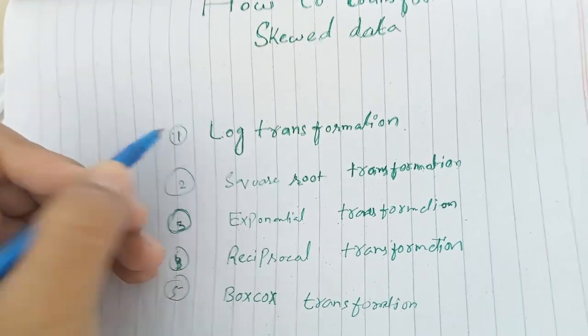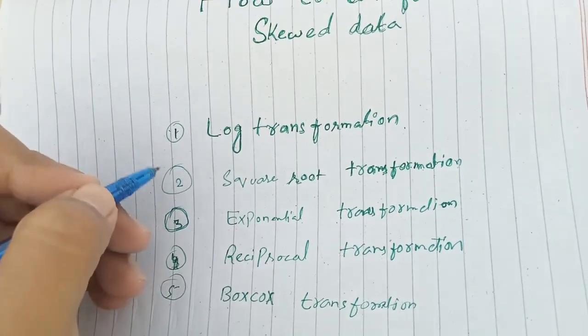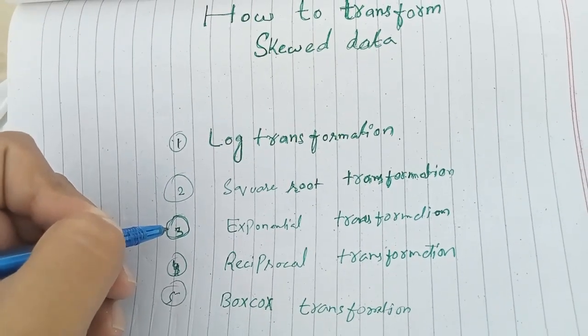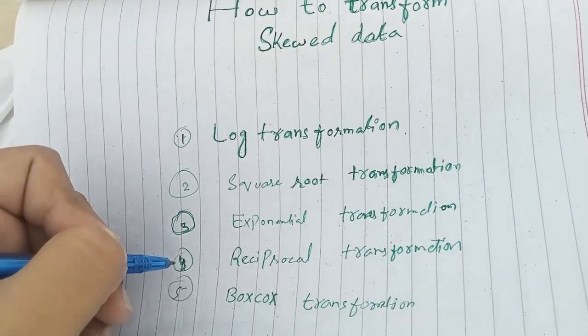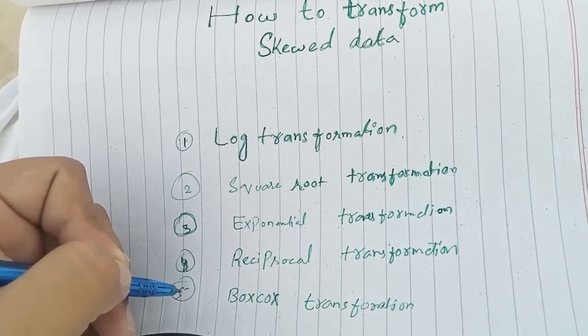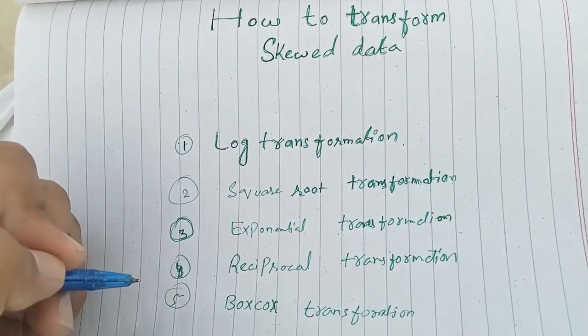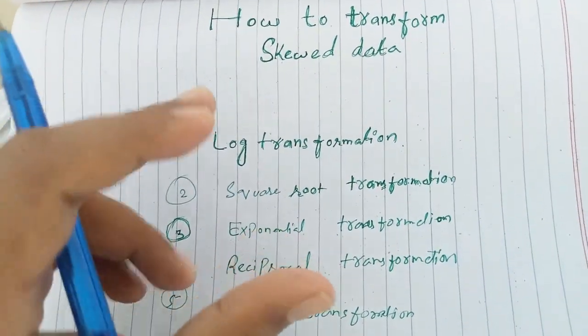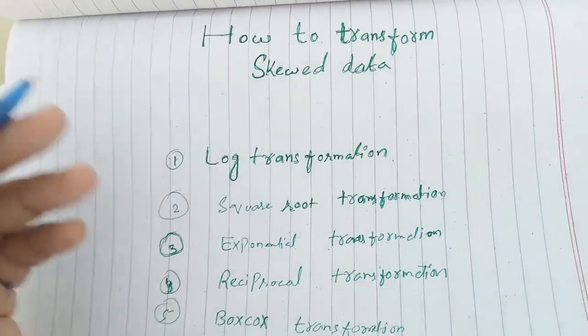The first one is the log transformation. The second one is the square root transformation. The third one is the exponential transformation. The fourth one is the reciprocal transformation, and the Box-Cox transformation. These are the transformations. At least you should remember some of these names so that you can answer in an interview.